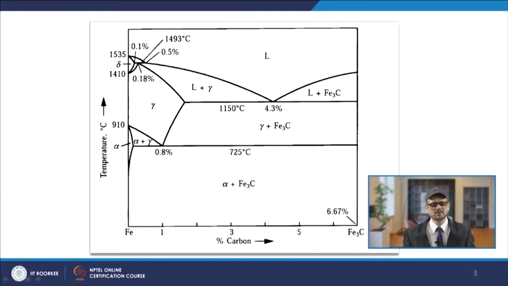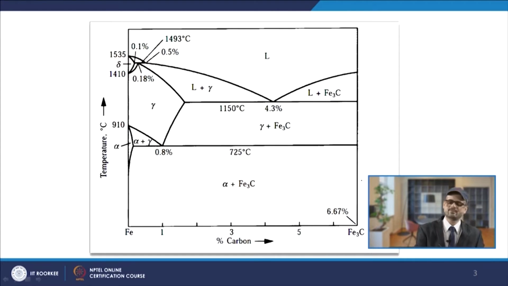So, this is your eutectoid point. At the eutectoid point, what you see is that this gamma, which is of about 0.8% carbon, while cooling will convert to, on one side, alpha and on another side, Fe3C, that is cementite. So, this eutectoid reaction will give you, and in fact at this composition, the transformation which occurs.